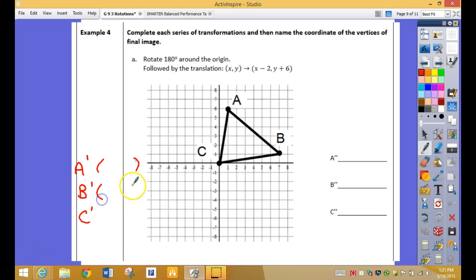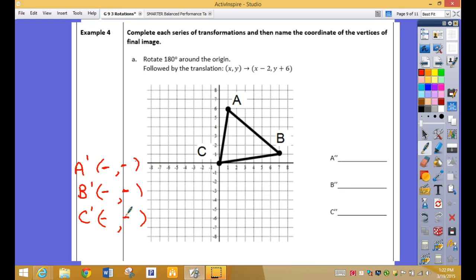So I need these ordered pairs first. For 180, what signs are they going to have? Negative and? Right, they're both going to be negatives. Negative and negative.